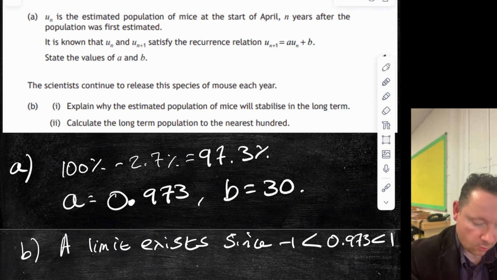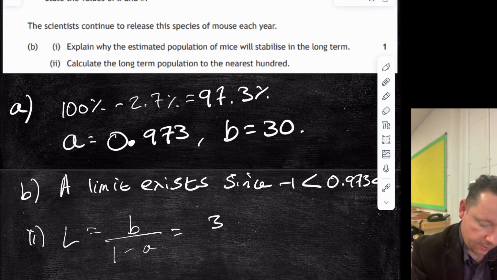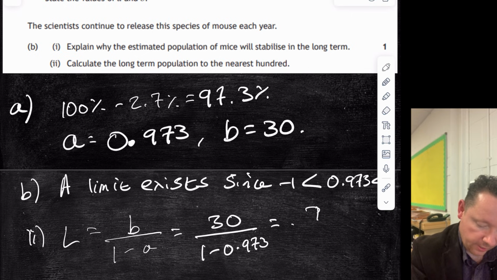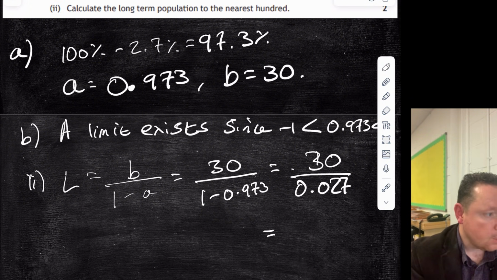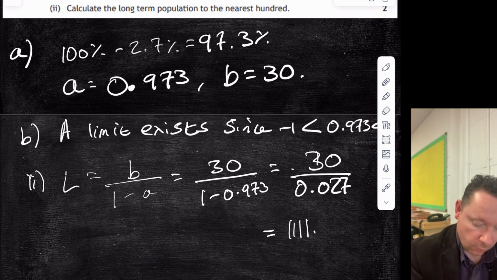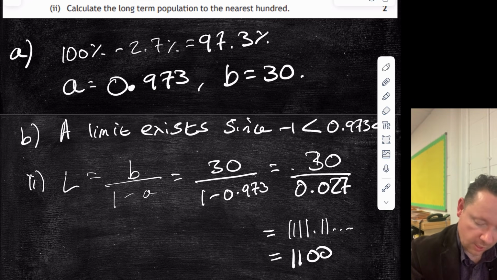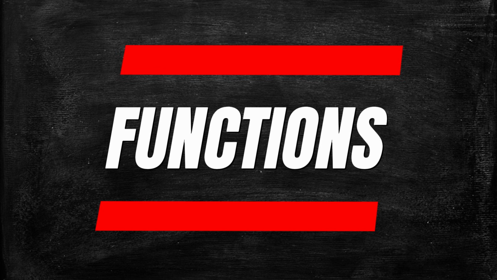Step 2, calculate long-term population to the nearest 100, and now let's find the limit. So for part 2, L equals B over 1 minus A. So we'll just plug our numbers in. B is 30, then it's 1 minus 0.973. 30 over 0.027, which is 111.11, or to the nearest 100, 1,100. And we're done there.